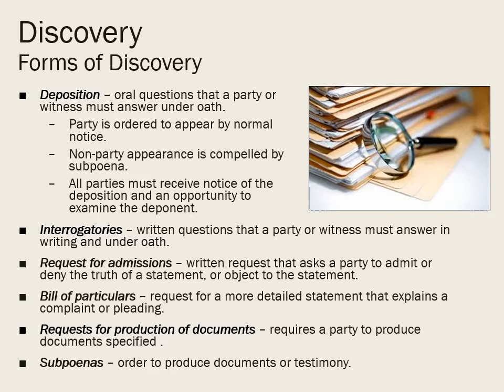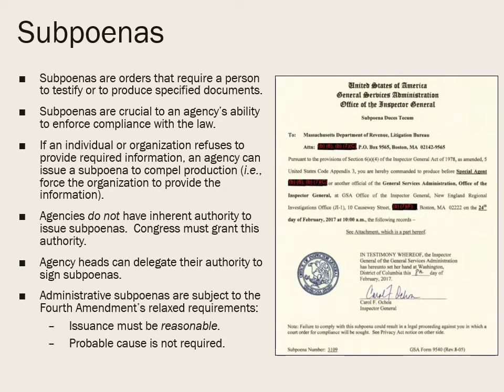Requests for admissions are another popular form of discovery. They're basically just written statements to which the other party has to say, yes, that's true, or no, that's false. Then there are subpoenas, which are orders to produce documents or testimony. Subpoenas are agency orders or court orders that require a person to testify or produce specified documents.